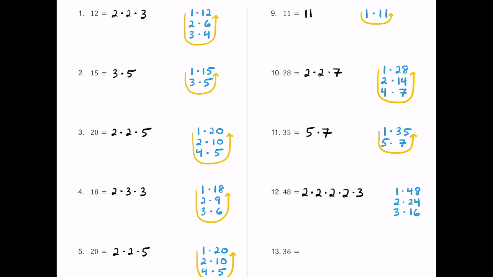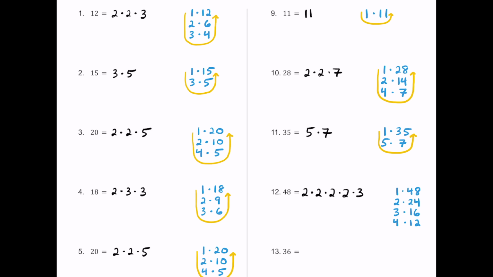Is there a 4 on the list? We don't see a 4, but remember, we can combine 2 2's to make 4, and then we can combine these 3 numbers. So 2 times 2 is 4, and 4 times 3 is 12. So it looks like 4 times 12 will also equal 48. There's no 5 on the list, which was prime, so that's not there.